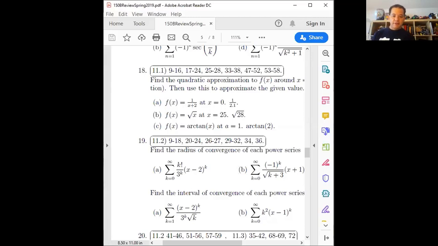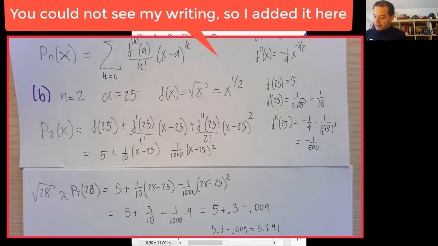And I know you can see the, okay, let me move it a little bit this way. Okay, good.